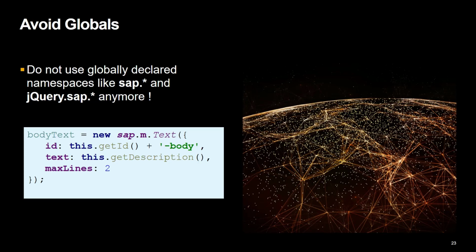We want to get rid of global namespaces. We want to reduce the functionality of jQuery.sap.require, declare, whatever. We want to get rid of those, and we want to reduce the use of global sap.ui anything calls. We don't want to pollute our namespaces with global objects. We'll try to avoid this, and we will see how to do that.